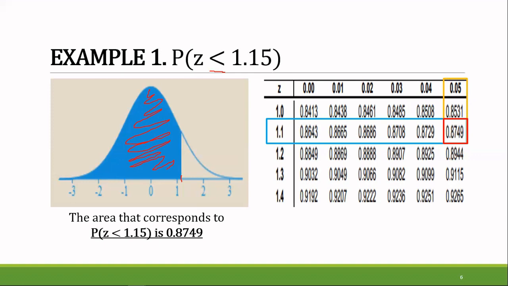0.8749. So, wala tayong ginawa, no? In-identify lang natin using the z table kung ano yung value ng z less than 1.15. Okay? So let's proceed to example number 2.